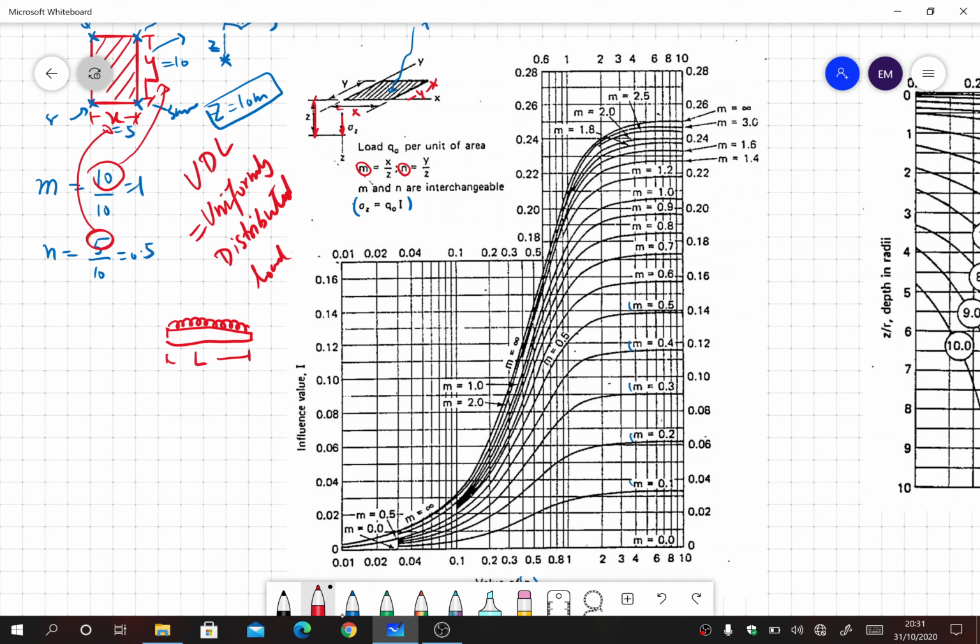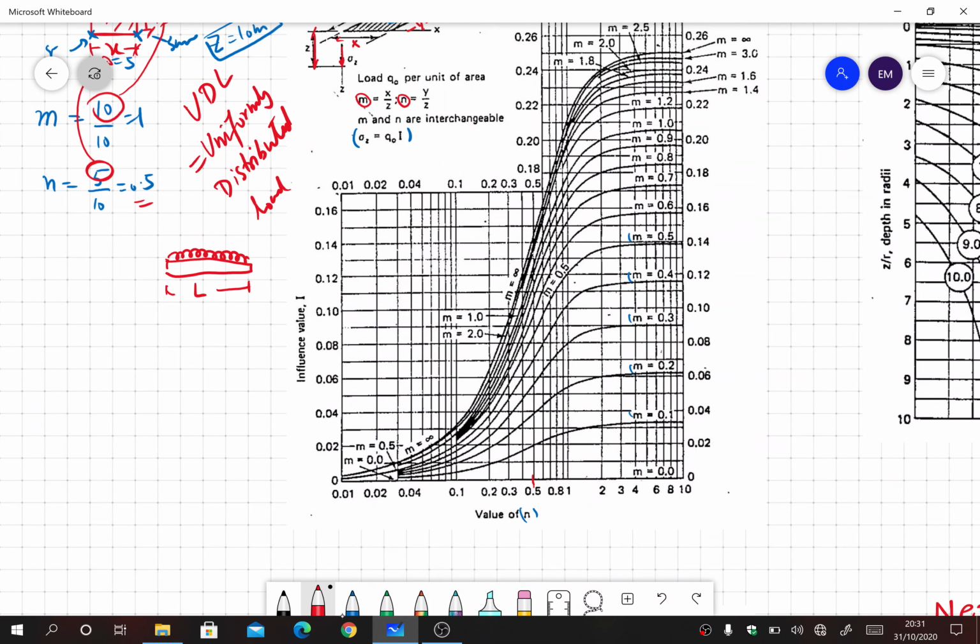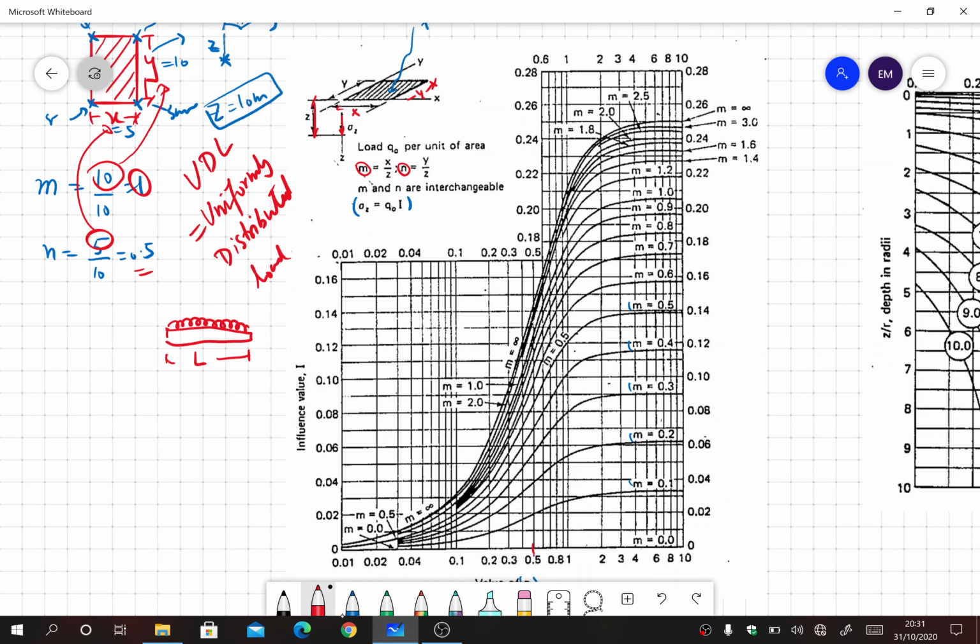Okay, so now what will I do? I'll go to the chart and look for the value of 1 and 0.5. So first I'll look for 0.5. This is the 0.5 value, because this is the chart for n. On the x-axis we have n, and I have to look for m is equal to 1. So this is the chart for m is equal to 1. Let me follow that chart for you. I'll highlight this with the red color here. So you see it is moving down there, and n was 0.5, so I move up, and they intersect at this point. Then I move left from here.